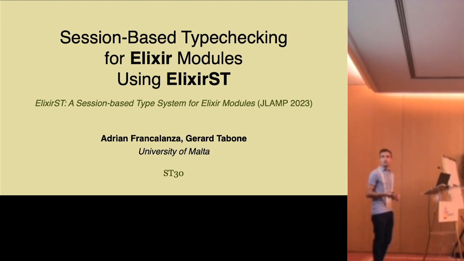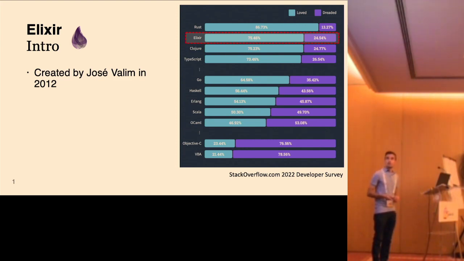What I will be talking about is our tool, ElixirST, and we will see how we integrated session types within an existing language, Elixir. First of all, Elixir was created around 11 years ago by Jose Valim, and it's gaining popularity, as you can see in the Stack Overflow developer survey. It was listed as the second most loved or admired language after Rust.